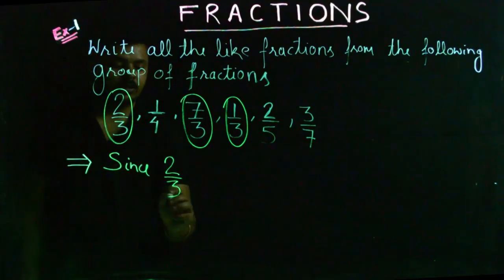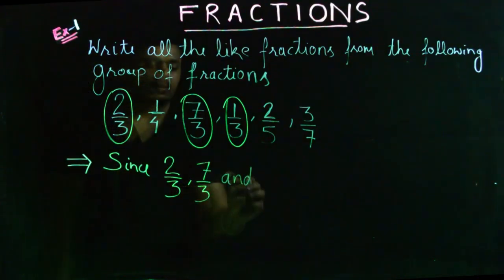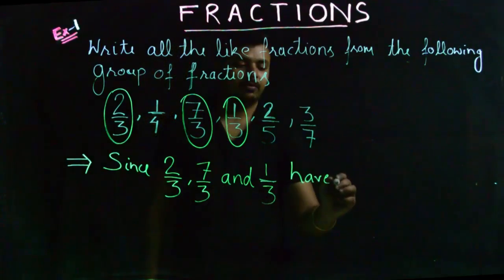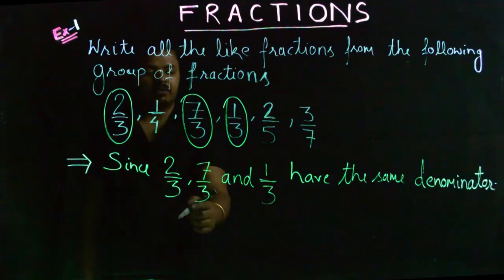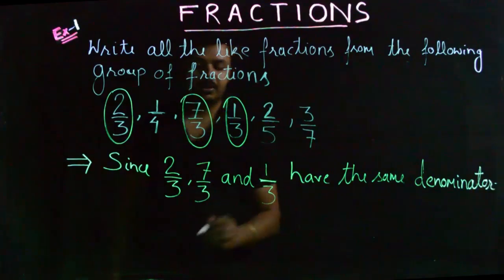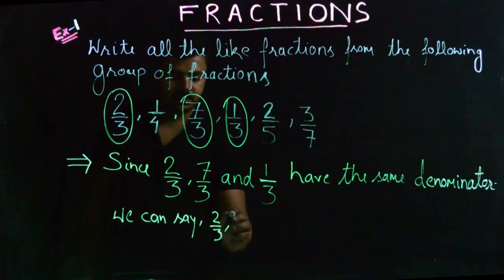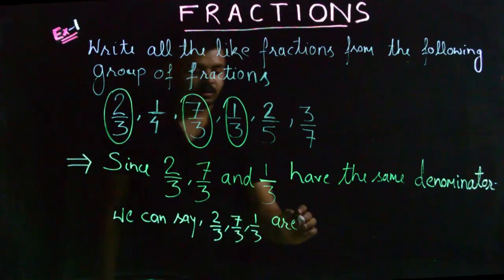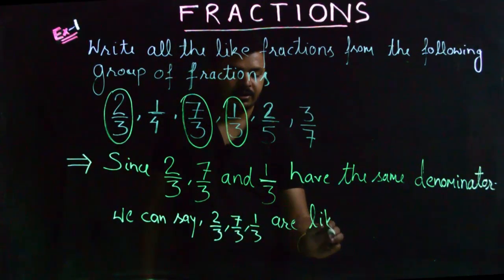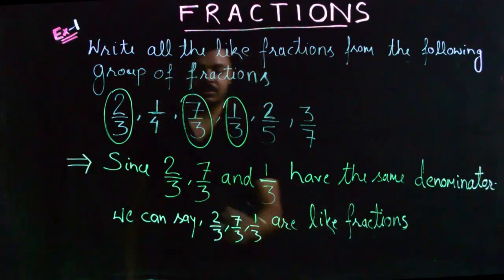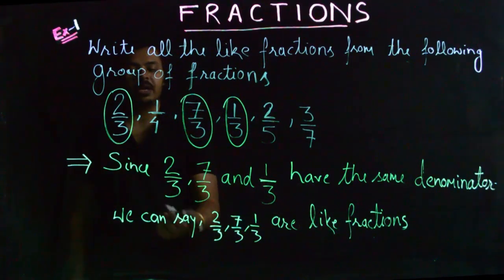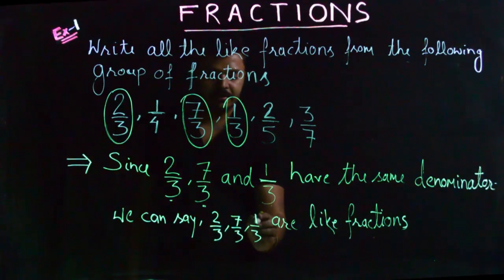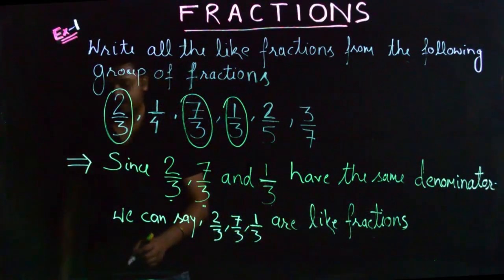Since 2 by 3, 7 by 3 and 1 by 3 have the same denominator, that is 3, we can say 2 by 3, 7 by 3 and 1 by 3 are like fractions.